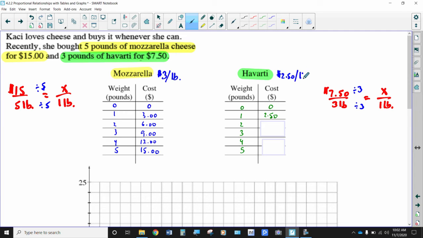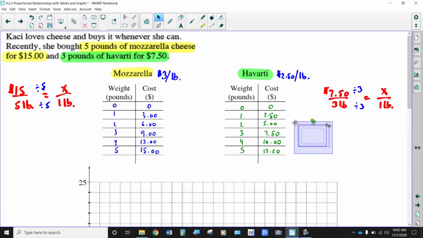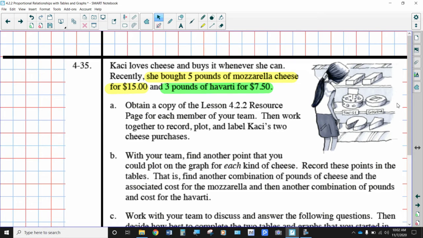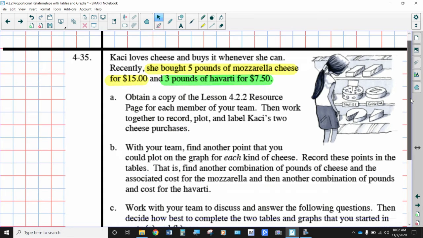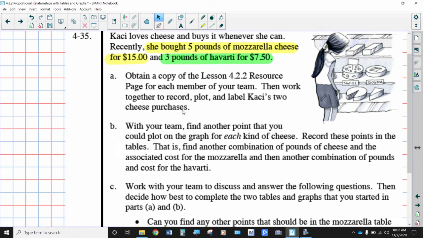per pound, then 2 pounds would be 2 times $2.50, and 3 pounds we know is $7.50. 4 pounds is going to be twice as much as 2 pounds, so that should be $10. And then 5 times $2.50 is $12.50. Okay, so I'm assuming the directions are after we've completed the tables that we should graph the situation, correct?